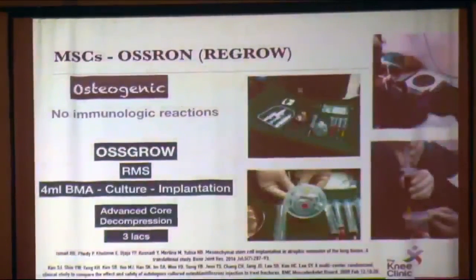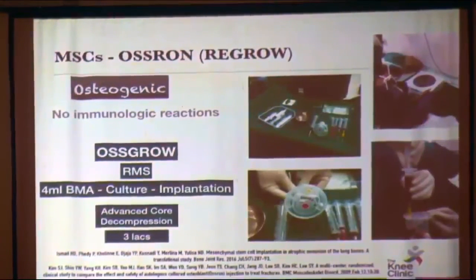Last, in that entire table, we had mesenchymal stem cells. So RMS is a company that has come out with Osron Osgrow. We do it at Apollo Hospital. I've not done a single procedure as yet, but I know the theory behind it. I have borrowed the slides from Ashish sir here. So what happens is we take 4 ml.